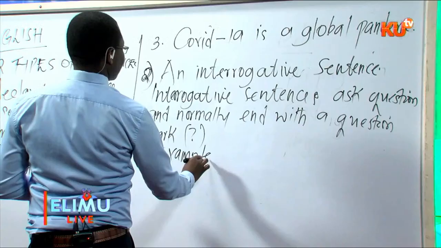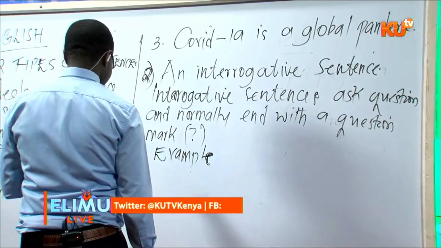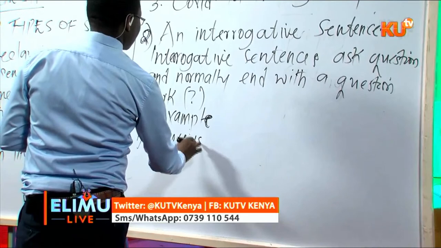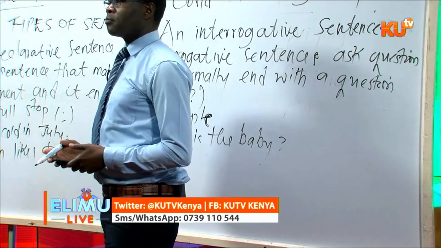An example of an interrogative question or sentence. Number one, where is the baby? Where is the baby? This is an example of an interrogative sentence.